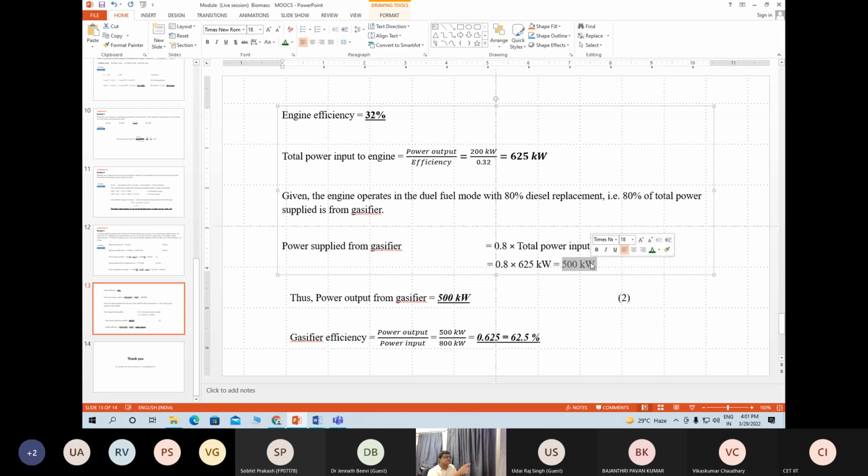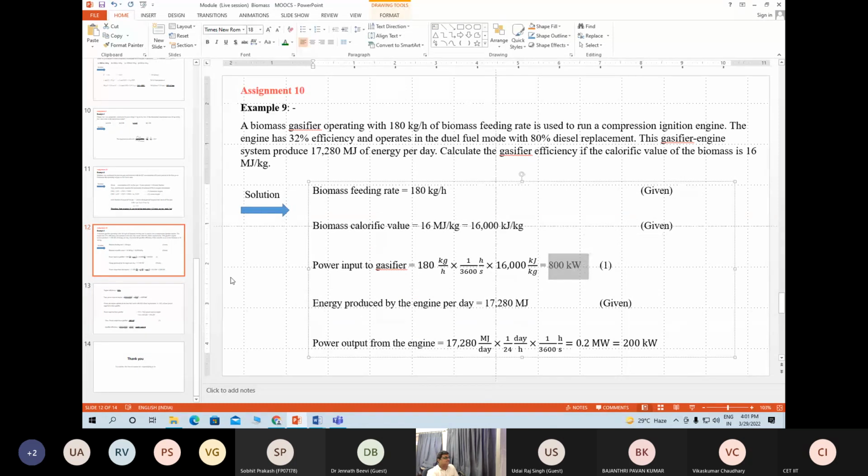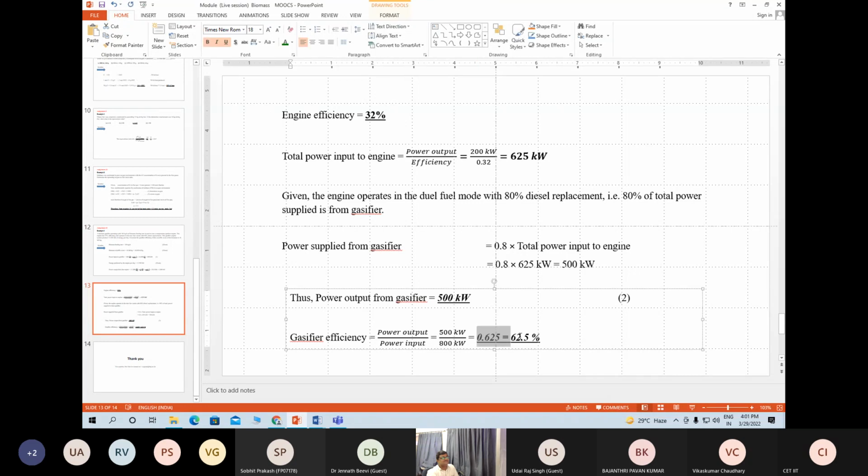Simple. Once you know this is the power output from the gasifier, we know the power input to the system, which we already calculated here. That is 800 kilowatt, the power input to the gasifier. If I simply divide this, I will get the efficiency of the gasifier as 62.5%. It's a very simple example. Clear?